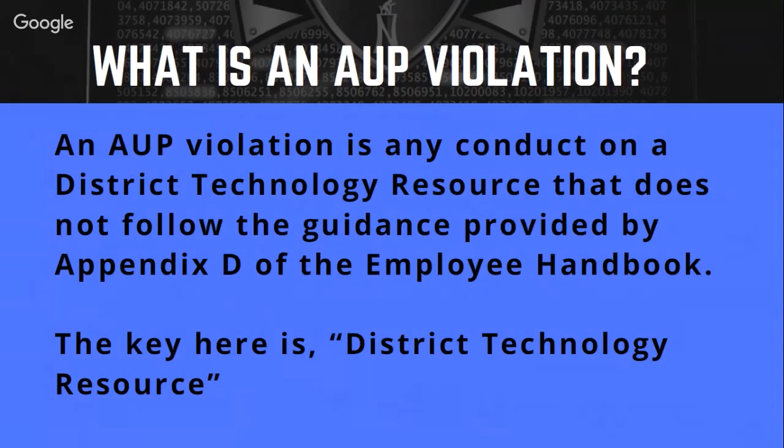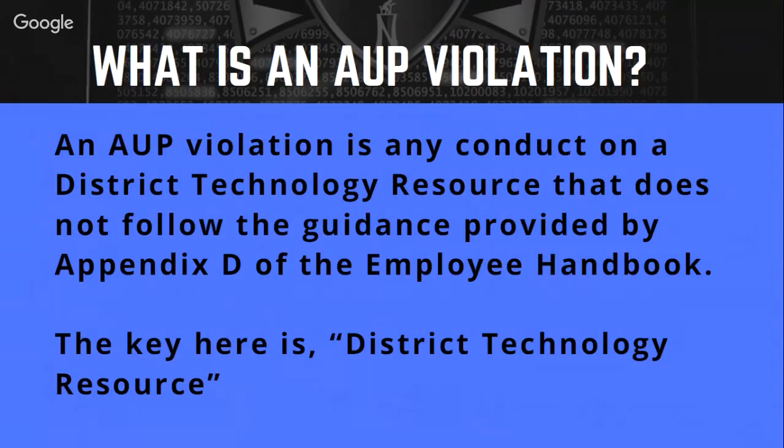So what is an AUP violation? Okay, so it's any conduct on a district technology resource that does not follow the guidance provided by Appendix D of the Employee Handbook. So I know we've all read the Employee Handbook, right? That was kind of a rhetorical question because I know sometimes people don't, but just in case you didn't, Appendix D is the acceptable use violation policy.